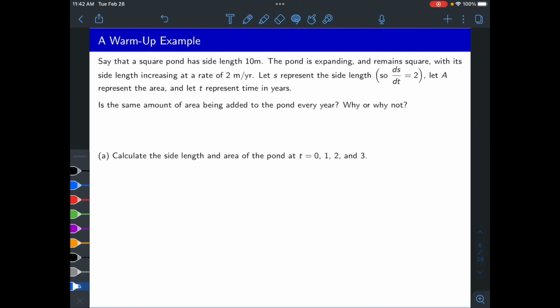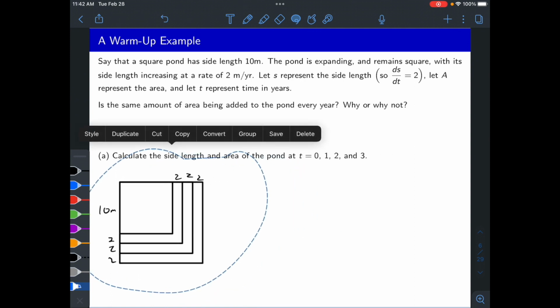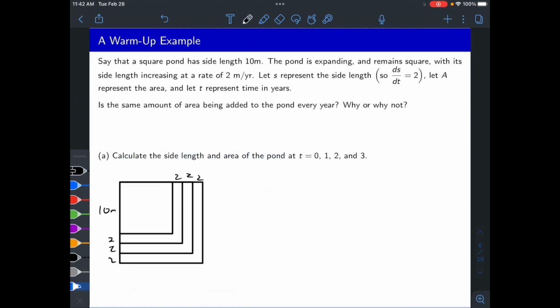All right, so let's calculate the side length and area of the pond at t equals 0, 1, 2, and 3 years. I'll make a little table. We'll have one column for t, one for the side length s, and then a column for the area A.